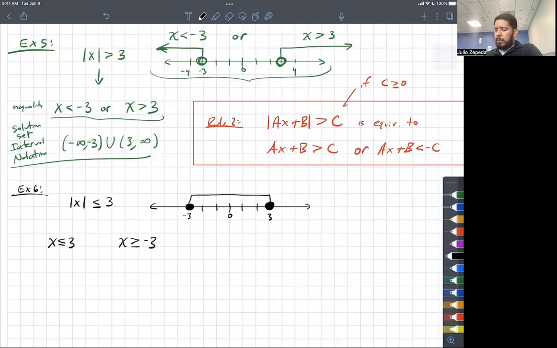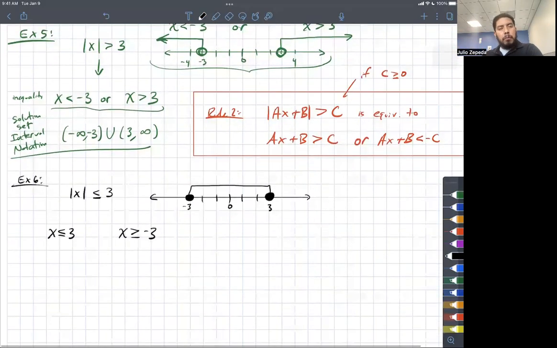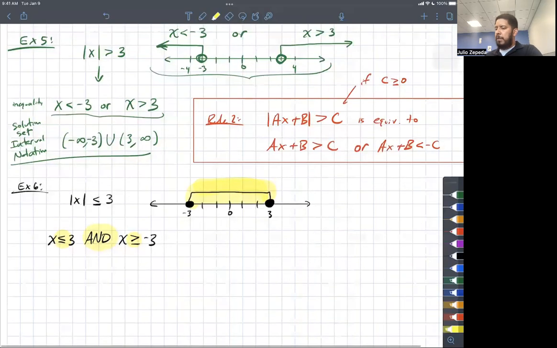And so we're going to need both of these inequalities to be satisfied, not either one or the other, but both of them. So we need an and statement here. We need the number to be less than or equal to +3, and we need it to be greater than or equal to -3. And that will give us exactly this set of numbers. I think I misspoke there.